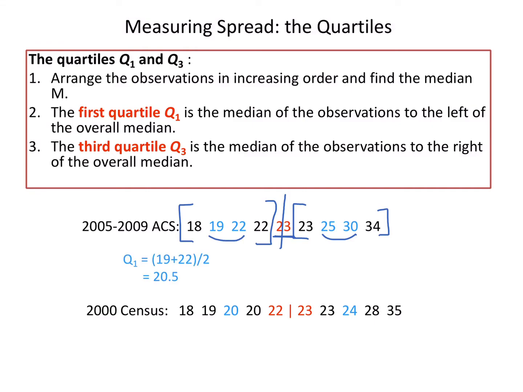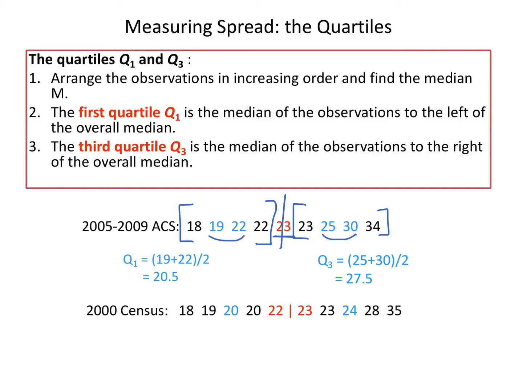So here, for quartile 1, we use 19 and 22 and divide their sum by 2 to get Q1 is 20.5. To find Q3, we're going to add 25 and 30, and then divide by 2 to get 27.5 as the third quartile.